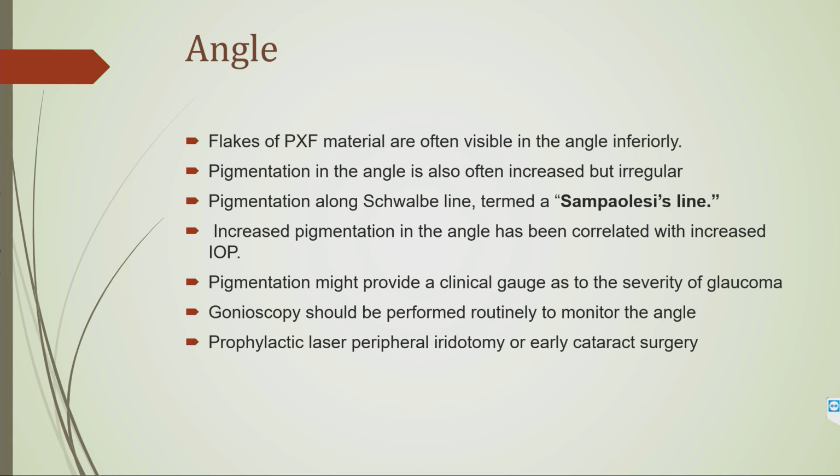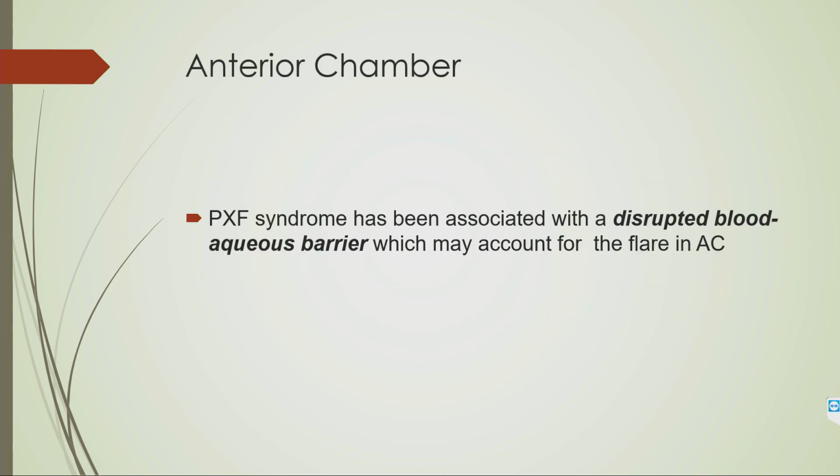And in case of shallow AC and occludable angles, always do a prophylactic laser PI or an early cataract surgery, because PXF is a progressive condition. If you wait for longer, the zonular dialysis, the weakness can progress, and you can meet with more complications.